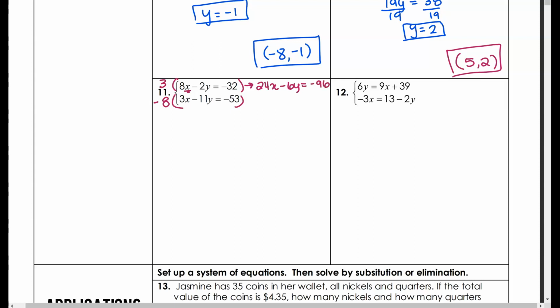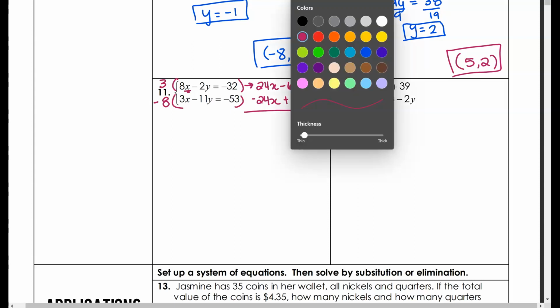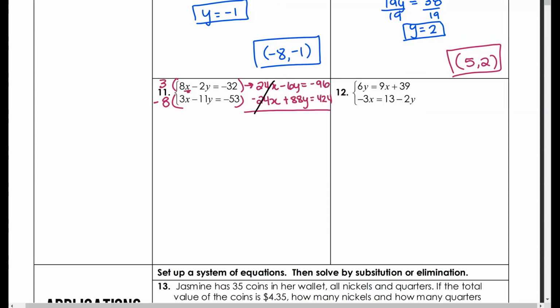The next one, I'm going to multiply this all out. Again, negative 24x. So remember that a negative times a negative gives me a positive 88y equals a negative times a negative. Again, I'm going to get a positive there, so it's going to be 424 positive. Make sure our equal signs line up, our y's are lining up, our x's are lining up, and our constants are lining up. So now when I do this addition, notice how my 24's cancel out. Positive 88 minus 6y gives me an 82y.